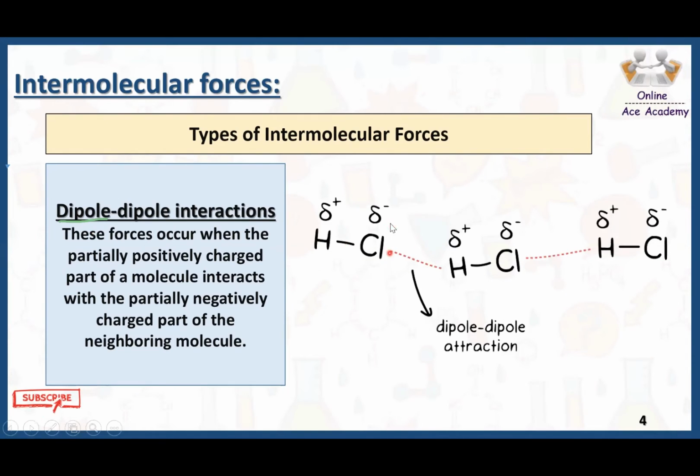For example, here you can see the molecules of HCl. Now, this chlorine is partial negative due to electronegativity difference. On this side, this hydrogen is partial positive. Now, this is partial negative, this is partial positive. Both of them will attract each other, and due to this attraction, there is a generation of force between them, and this force is actually called dipole-dipole interaction. And dipole-dipole interaction is a type of intermolecular force.